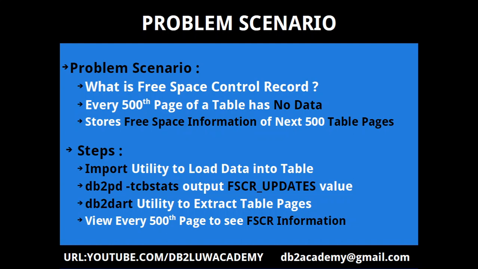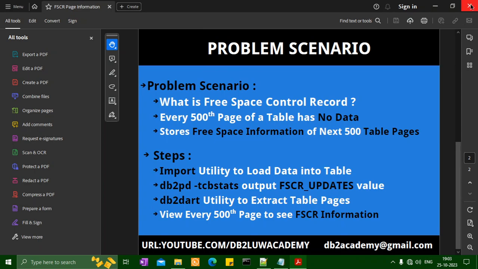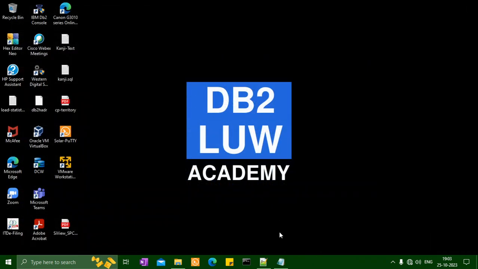You can use the db2pd -tcbstats command, and the output fcr_updates value will tell you how many free space control record updates are happening. And you can use the db2dart utility to extract the table pages and view that every 500th page, you can visibly see the FCR information. So that's what it is. I'm just going to close this PDF now. Let's go into the test case.